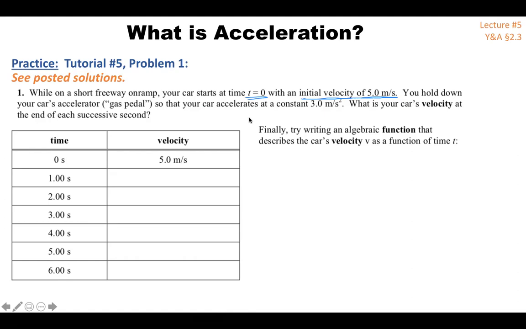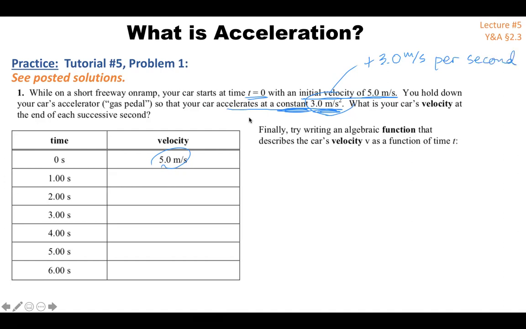You already start with some forward motion. And then suppose that you hold your foot down on the car's gas pedal at such a position so that your car accelerates at a constant rate of 3 meters per second per second. What is your car's velocity at the end of each successive second? Well, we already know what this means now. We know that this means that for every second that goes by, we need to increase our velocity by 3 meters per second for every second that passes.